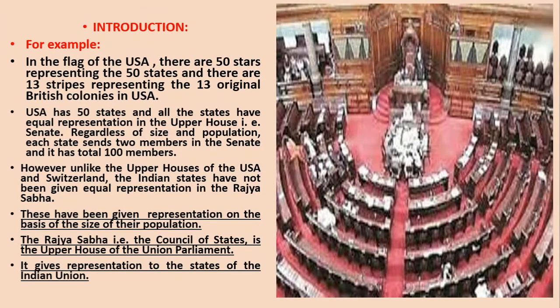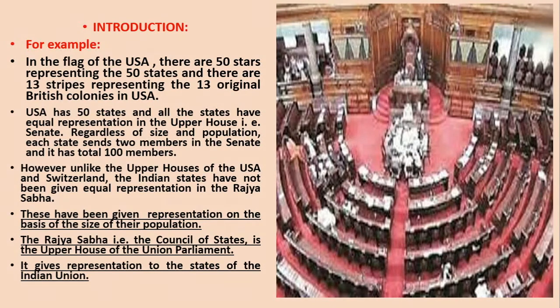However, unlike the upper houses of the USA and Switzerland, the Indian states have not been given equal representation in the Rajya Sabha. If you take the case of India, there is no equality of representation in the upper house, that is Rajya Sabha. So let's see how the Rajya Sabha members are chosen, how their number is decided. These have been given representation on the basis of the size of their population. Yes, the number is given according to the size of the population.